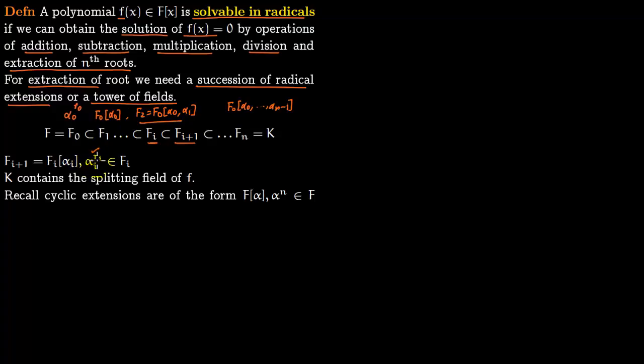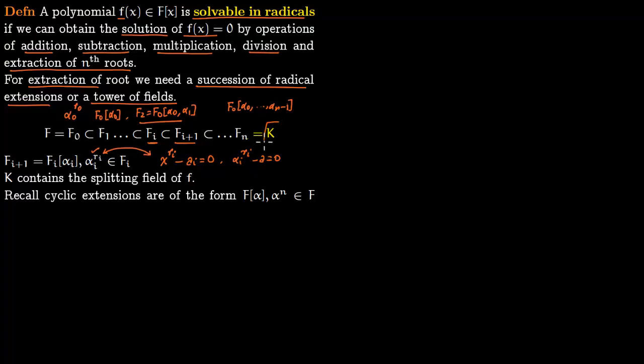So where does this alpha i, ri come from? We need to attach it to a polynomial. After all, we are constructing a radical extension, so it has to come from a radical. The polynomial can be something like x to the power of ri minus ai equals 0. The root of this is alpha i, because alpha i to the power of ri minus a is equal to 0, so alpha i to the power of ri is equal to a. So it's a radical of a.